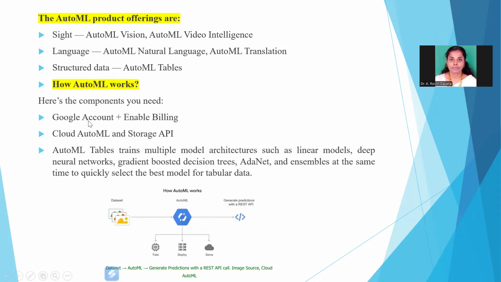These are the components you need. You need a Google account and billing. Enable billing. Then the Cloud AutoML and Storage APIs should be enabled. Then AutoML Tables trains multiple model architectures such as linear models, deep neural networks, gradient boosted decision trees, AdaNet, and ensembles at the same time to quickly select the best model for tabular data. These are the different algorithms AutoML Tables selects. So here is the diagram for how AutoML works.